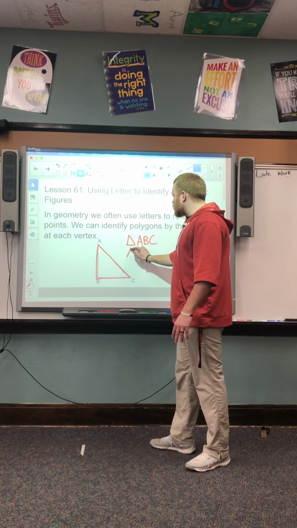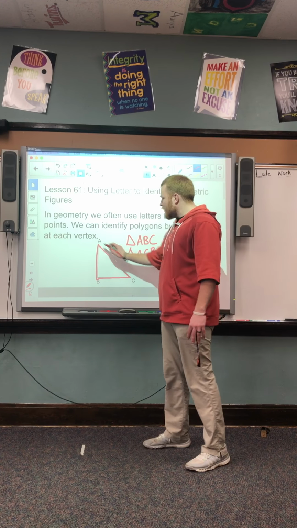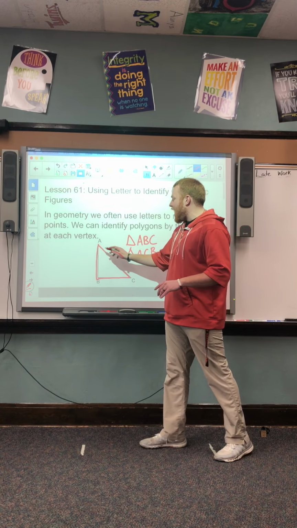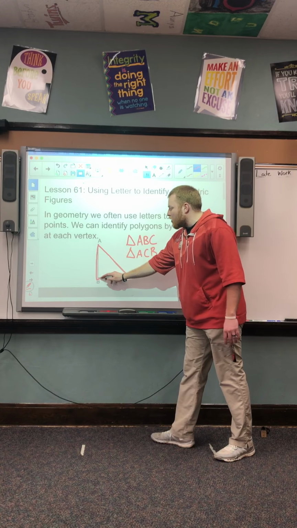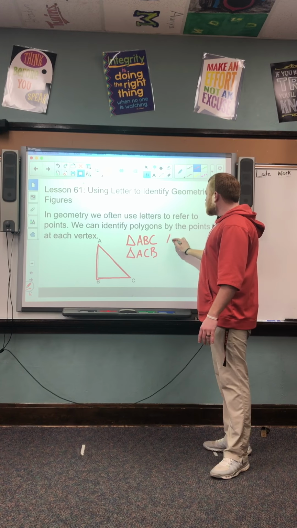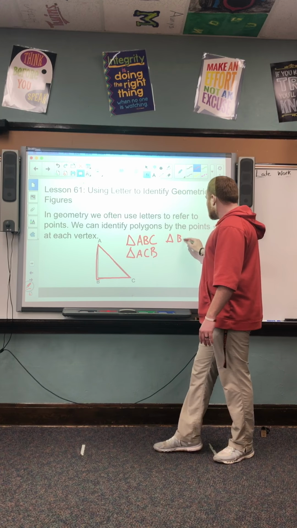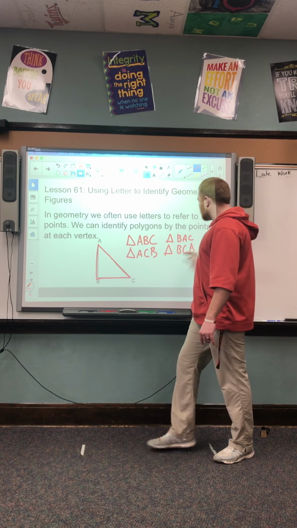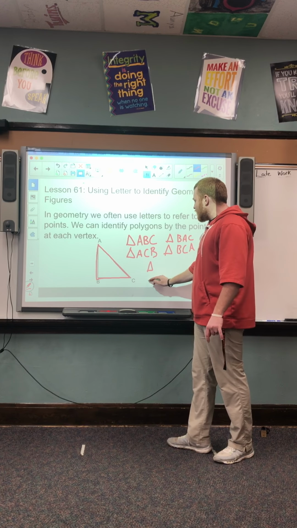We could also call this triangle ACB. Now we don't go back, we don't say A, B, C, A. Once we have named all the points that we can, that's it. We don't say it twice. We also could classify this triangle starting with B: BAC, or triangle BCA.